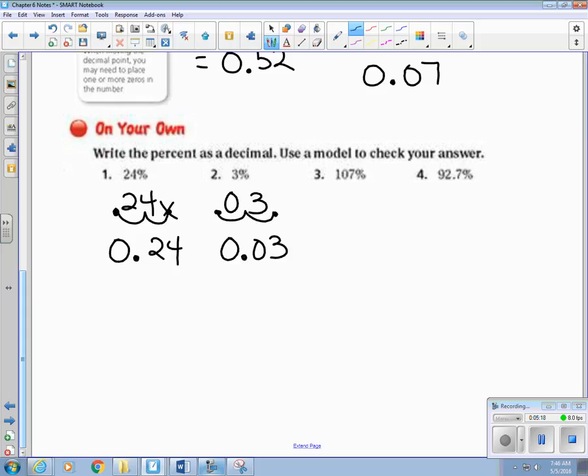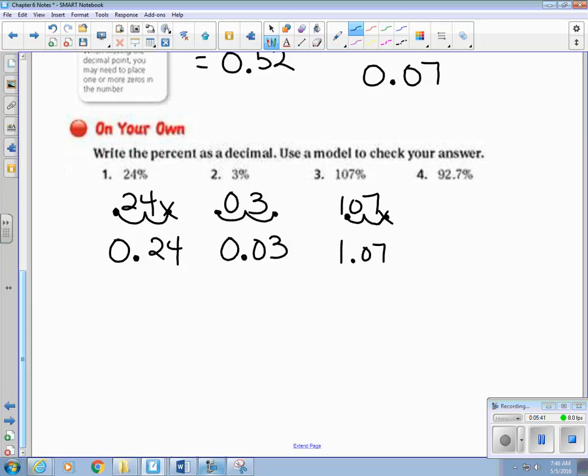Number 3, 107%. Rewrite it without the percent symbol. Add the decimal point to the right since there isn't one. Move that decimal point 2 places to the left and rewrite it there. This one's no good. Now my ones position has a number in it, so I don't need a placeholder. So 1.07 is our final answer there.